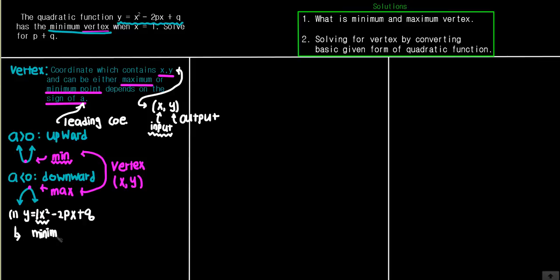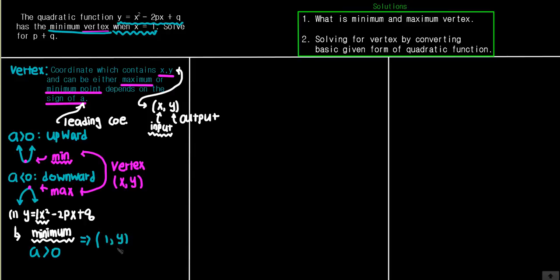And the minimum point is going to be the vertex of this function. The reason why this is going to be the minimum point is because the leading coefficient, we'll just call it a, is positive, which means it is greater than 0. And the question said you're going to have a minimum vertex when the x value is equal to 1. So we can analyze that the vertex is usually formed by x comma y. But in this case, the x is going to be 1, so that we can make a vertex.